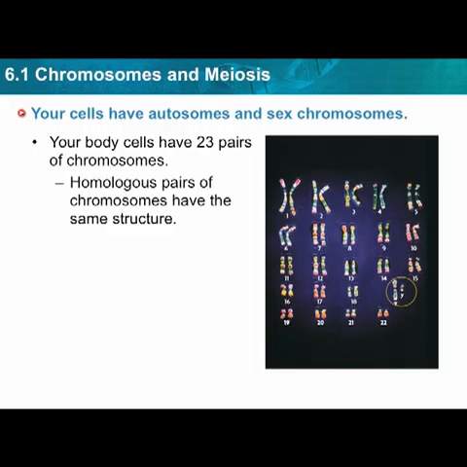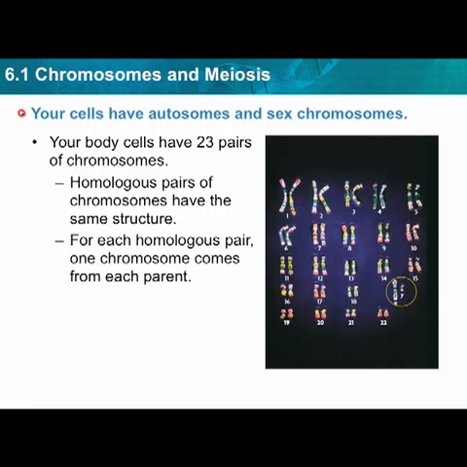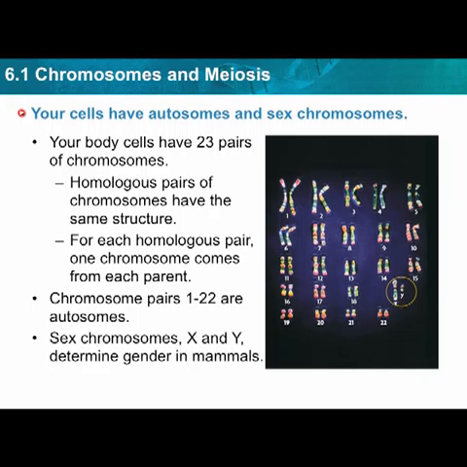Homologous pairs of chromosomes have the same structure and the same gene sites, not the same genes, the same gene sites. For each homologous pair, one chromosome comes from each parent. So there's a 50-50 mixing from each parent. And as I said, 1 through 22 in humans are autosomes, and the sex chromosome pair number 23 determines your gender. In mammals, XX is a female, XY is a male.